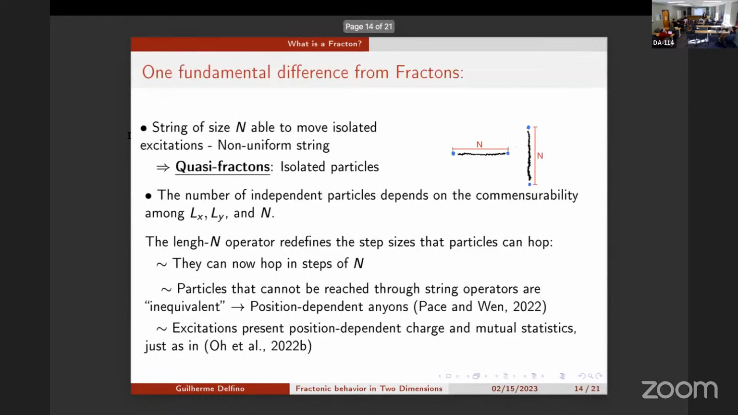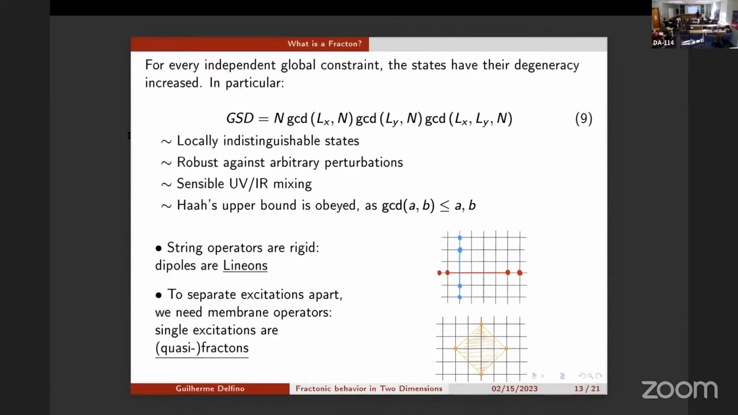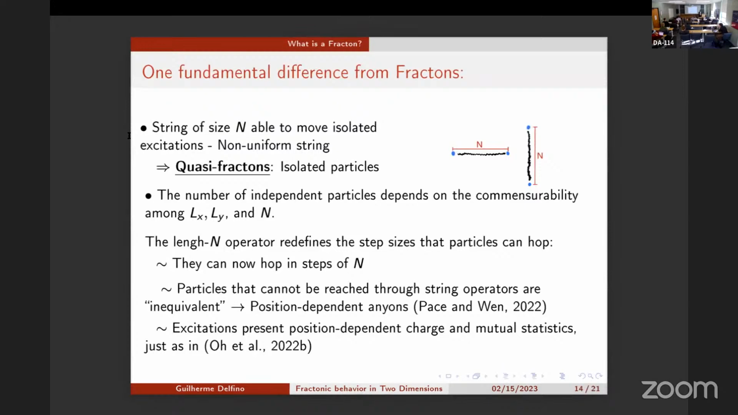We have emerging from this Z_n algebra these length n string operators. They were also there in the Wen-Plaquette model, but it turns out that the n there was just two. So you could just hop a particle from a white sublattice to another white sublattice, which was almost trivial, right? But here, not so trivially, we have these n-size operators. So we could take this isolated excitation here, apply the nth operator, and now I could move it to there. So this is why I don't call this a fractal. If this was a fractal, this other string would not exist. But here it exists, and that's why we call this a quasi-fractal.